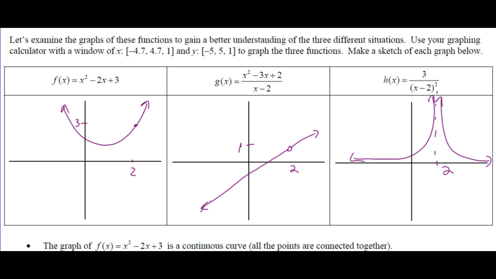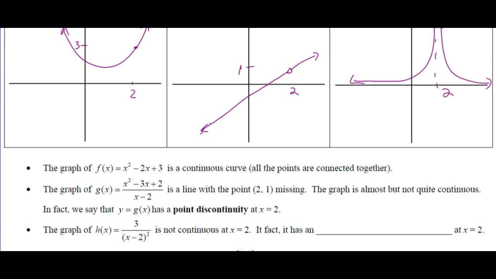Any questions about those? You can examine them yourself. So the graph of f of x is a continuous curve. All the points are connected together. The graph of g of x is a line with the point 2, 1 missing. The graph is almost, but not quite continuous. You'd have to lift your pen and then move it over and put it back down. In fact, we say that y equals g of x has a point discontinuity.